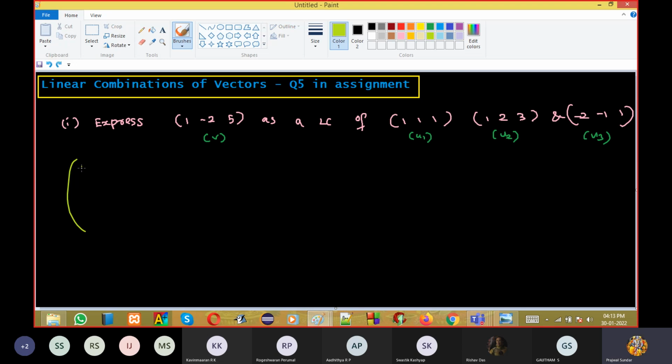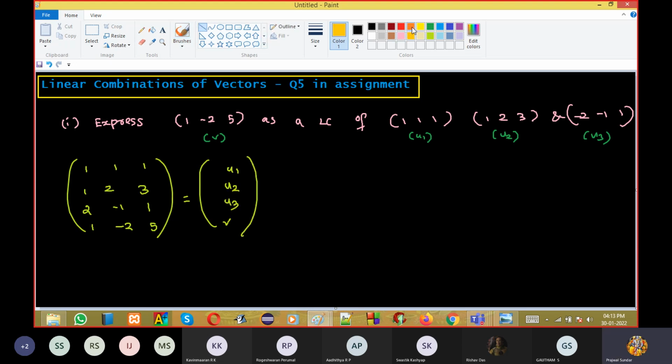I'll write 1 1 1 1 2 3 2 minus 1 1 1 minus 2 5. This will be equal to U1 U2 U3 V. Correct or not? Now look at this carefully. Same thing again: you are trying to reduce to row echelon format. So I am performing the operations.